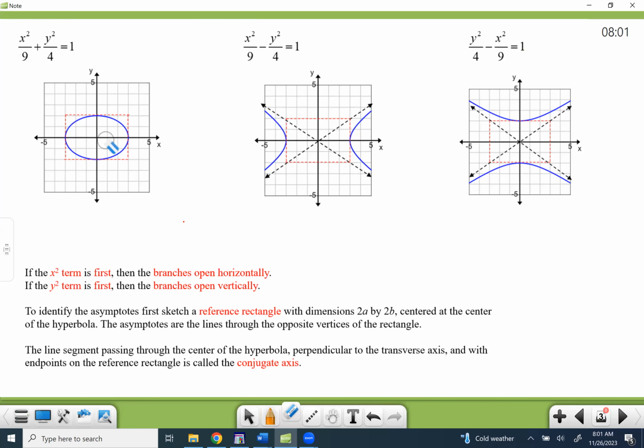So we went 1, 2, 3 in the x direction. The square root of 4 is 2. So we went 1, 2 in the y direction, and that's how we get this box. Well, the same thing over here. It's the same box. The square root of 9 is 3.